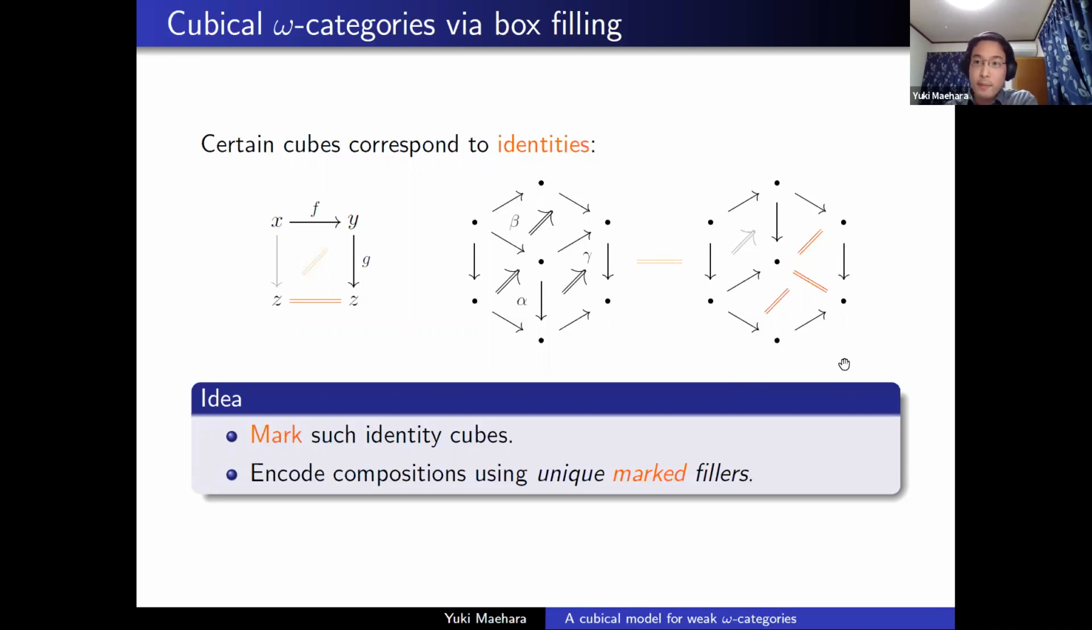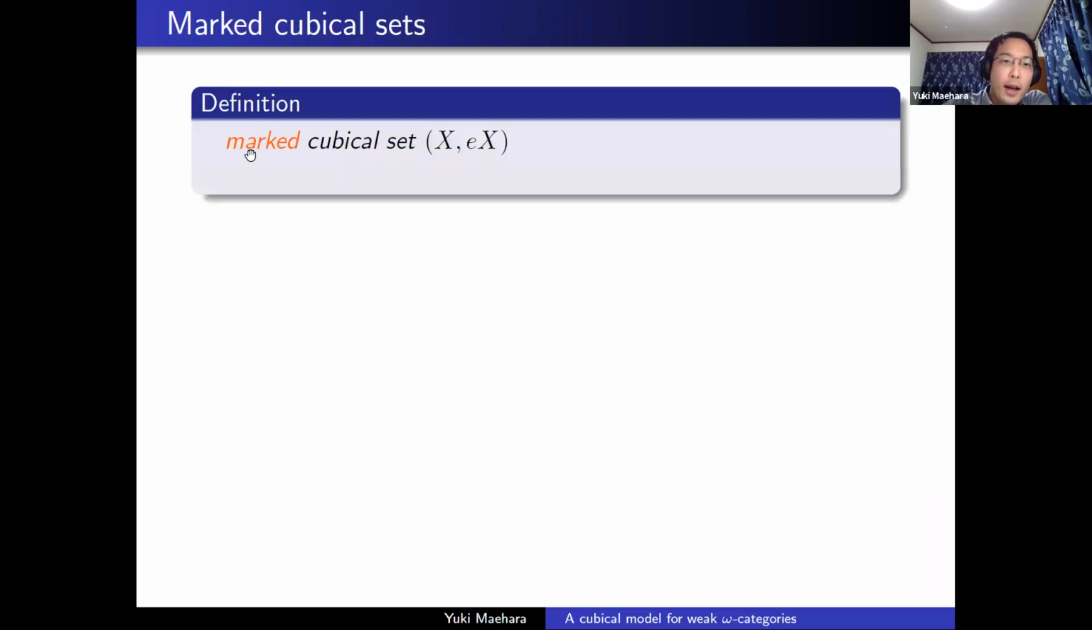Now let me make this a bit more precise. So now we are in a category of marked cubical sets. A marked cubical set is a pair. The first bit X is just a cubical set, together with these marked cubes, which are subsets of the sets of cubes. These marked cubes just form subsets, not cubical subsets, so they are not necessarily closed under taking faces, for example. And these marked cubes should somehow correspond to the identity cubes that we had on the previous slide.